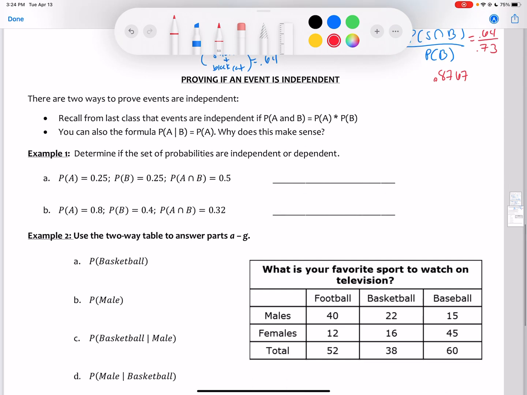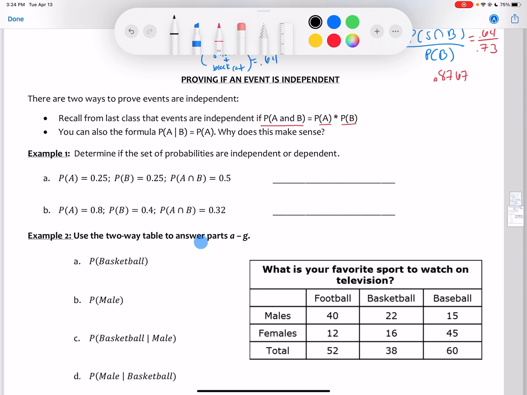The first is by this formula. If these two values equal exactly when you multiply them, that means they're independent. So if I multiply the probability of A times the probability of B, and it equals the intersection, that's going to be an independent event. You can also do the probability of A given B equals the probability of A. And that makes sense because if B has no effect on A, then when I divide by it, it wouldn't have any effect on the actual probability.